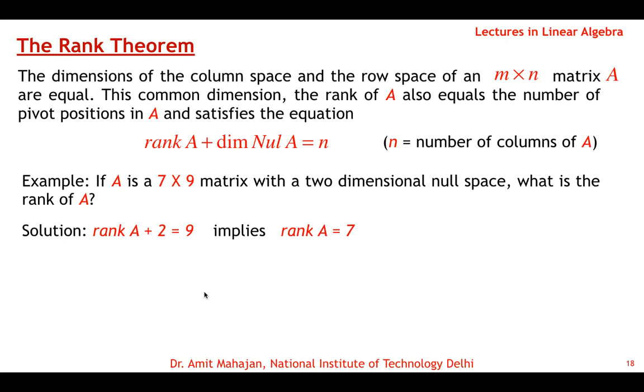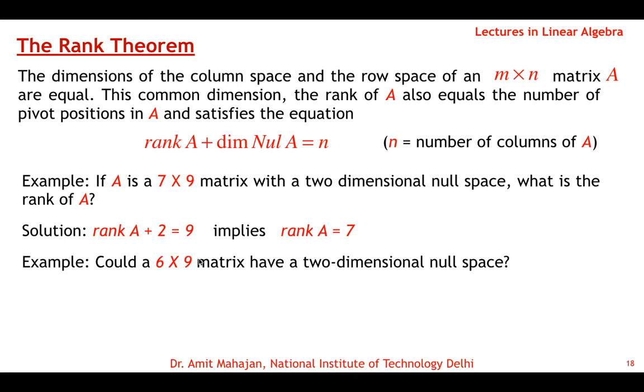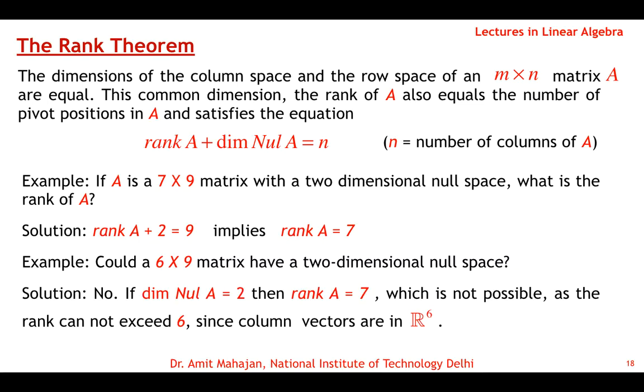Take one more example. Could a 6 by 9 matrix have a two-dimensional null space? If you are given a 6 by 9 matrix, can it have a two-dimensional null space? The answer is no, it is not possible. Because if dimension of null space A is 2 and the number of columns is 9, then rank of A plus 2 equals 9, which means rank of A will be 7. But rank of A cannot be 7 for this matrix, because for a 6 by 9 matrix the maximum possible rank is 6. So if the dimension of null space A is 2, then rank of A is 7, which is not possible, as the rank of A cannot exceed 6.